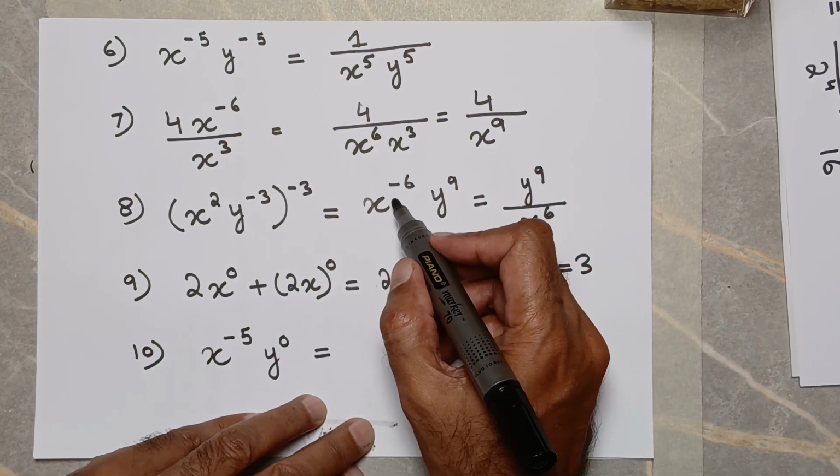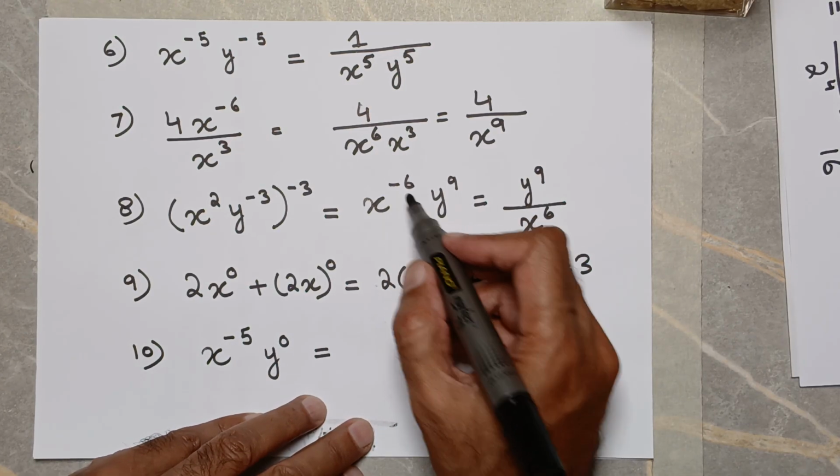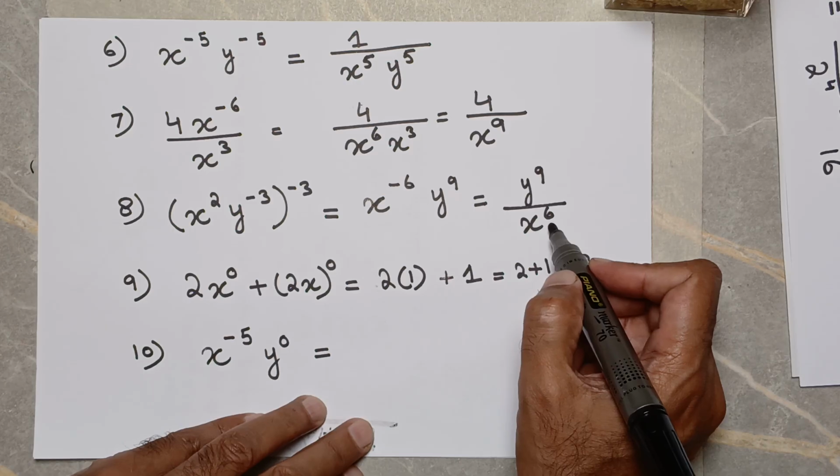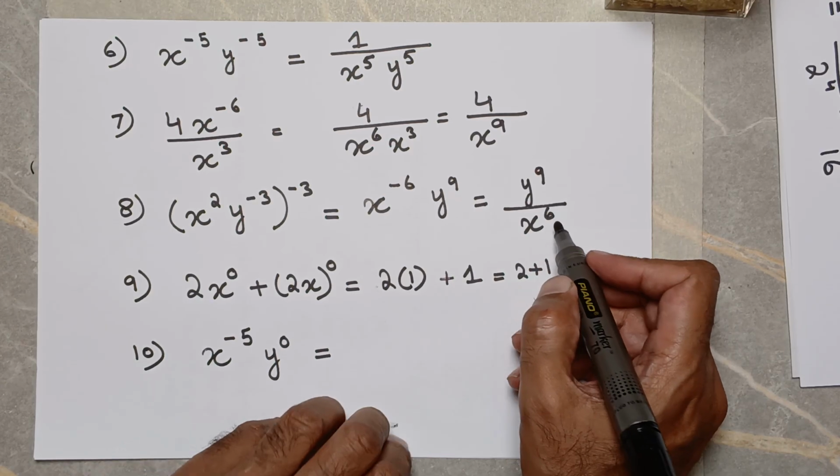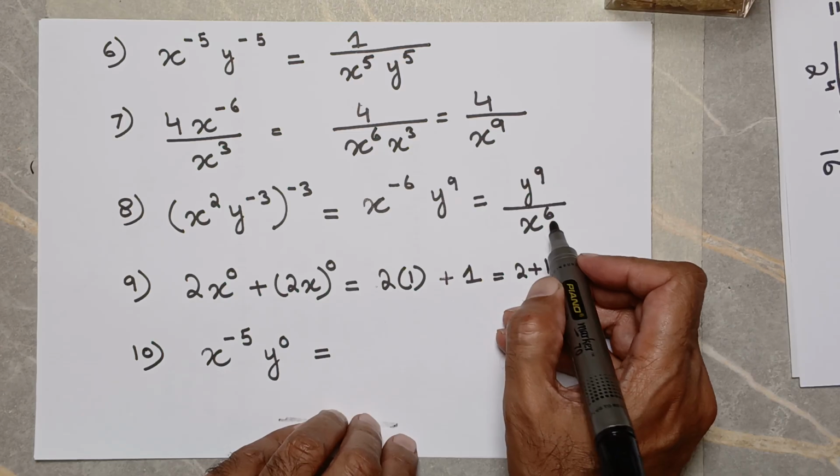So y to the 9 by x to the 6, because obviously you have to move this x raised to the power minus 6 towards the denominator side, and only then you can have a positive exponent.